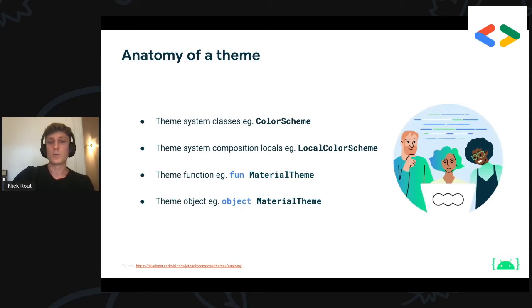We then have a theme function, which wraps all of this together. The theme function then uses composition local provider to provide something like the color scheme. Lastly, we have this convenience accessor, an object which is named the same as our theme, which just allows us to do something like theme.colors.primary. So these four things are sort of the pillars of what a theme is in Jetpack Compose.